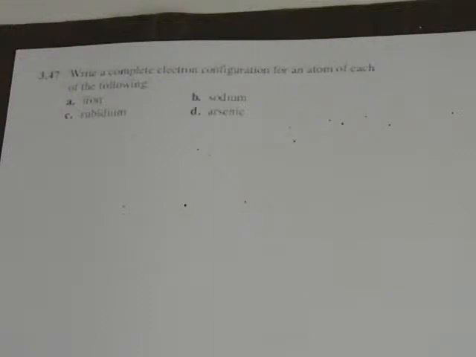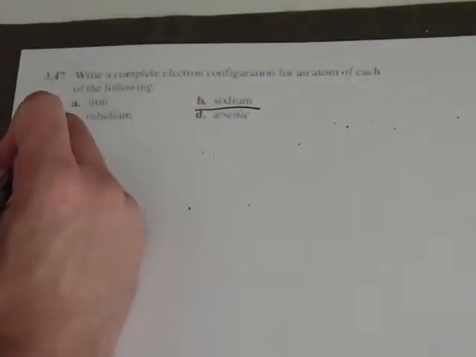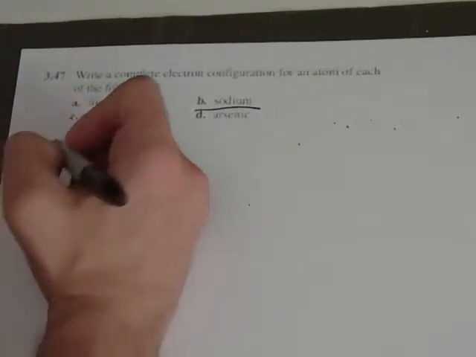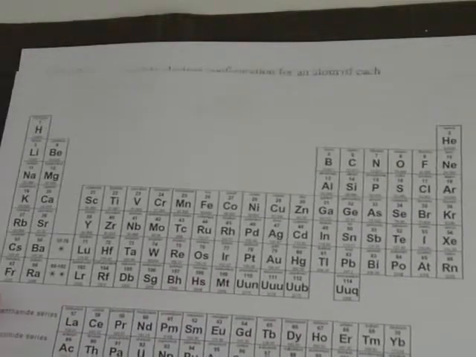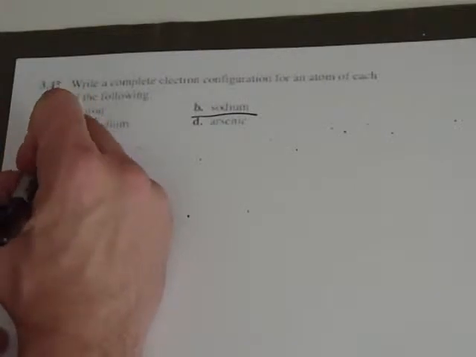Now we're doing something similar. We're writing an electron configuration for each of these atoms. This is number 3.47. We can look at B, sodium, Na. The first thing you want to do is get your periodic table out and find sodium. Sodium is 11, so 11 protons. And that means 11 electrons.